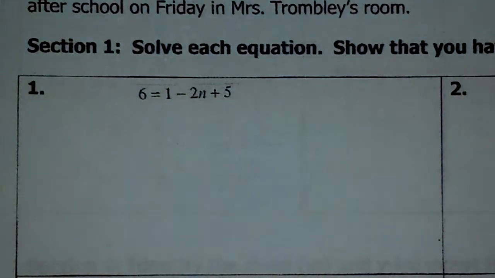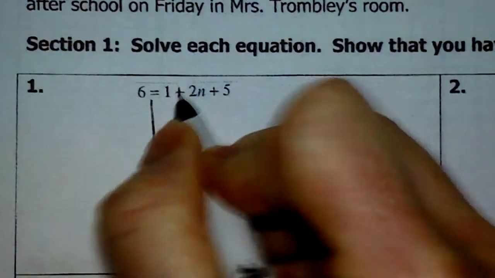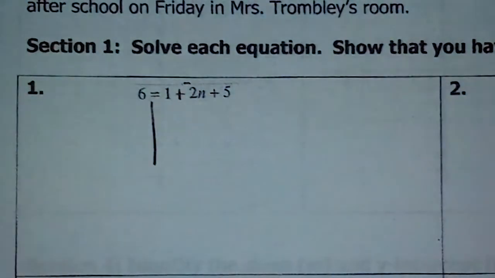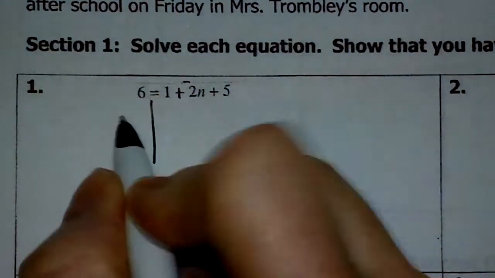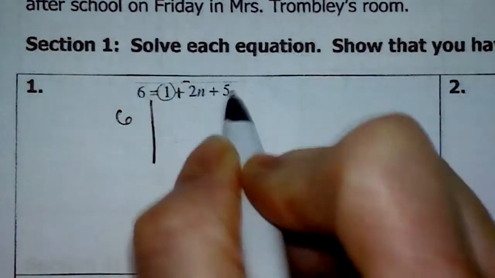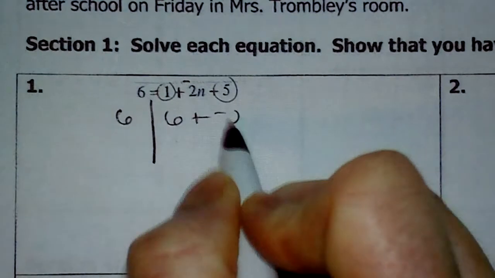All right, so number 1, I'm going to draw my line. I'm going to keep change. The first step in a multi-step is to look for any like terms to combine. Well, actually it's to distribute, but there aren't any parentheses. Then I'm going to look for like terms. Nothing over here, but over here we have a 1 and we have a 5. So I'm going to put those together because they're on the same side of the equal sign.